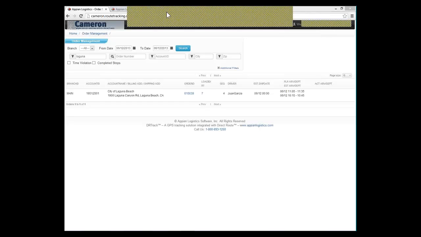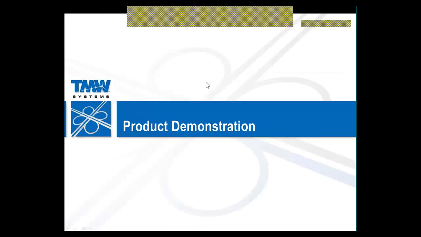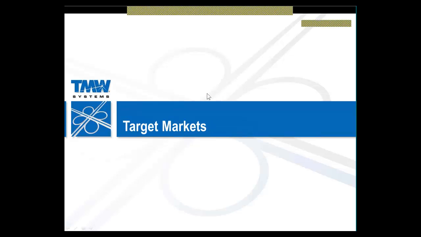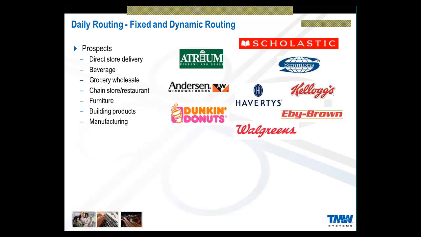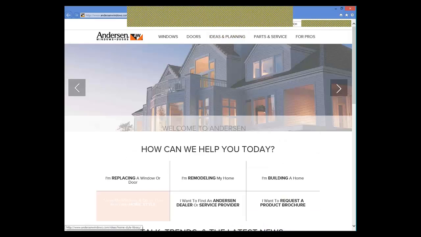So with that, I'm going to go back and talk a little bit about who our target markets are. Who can we work on together? If we talk about our daily routing for fixed and dynamic, fundamentally we're looking for manufacturing, direct store delivery, any type of final mile multi-stop distribution arrangement. Oops, I'm not sure what just happened. I clicked on them.